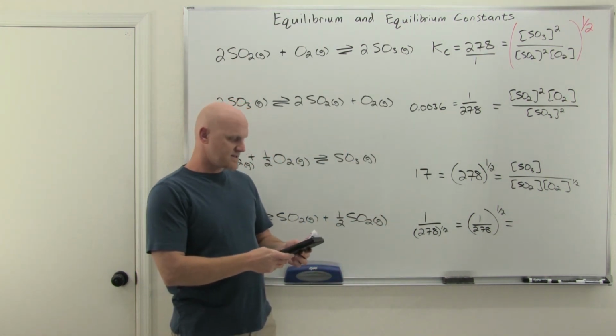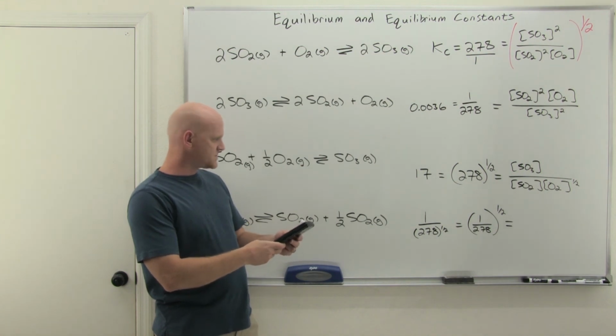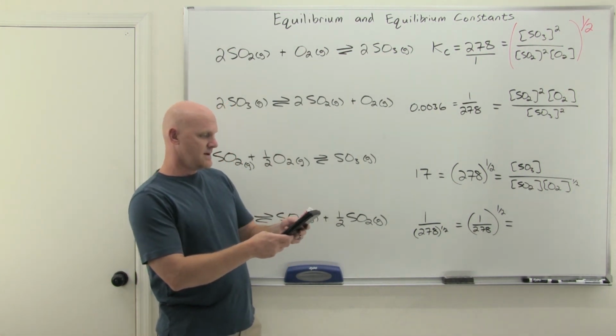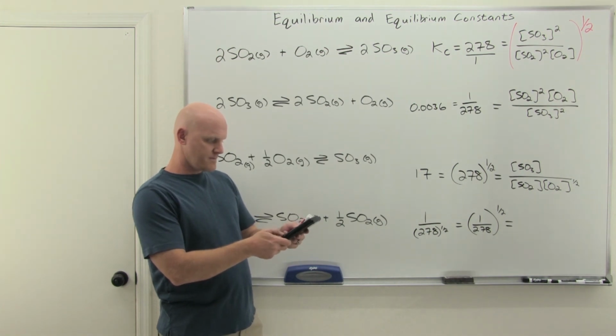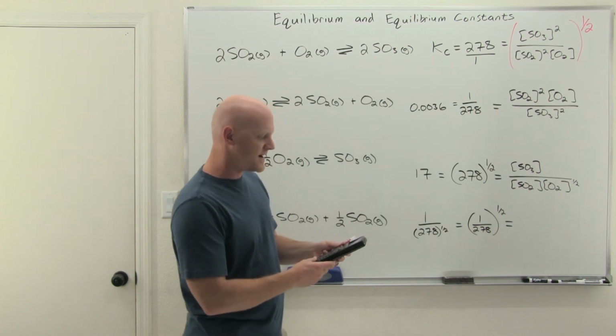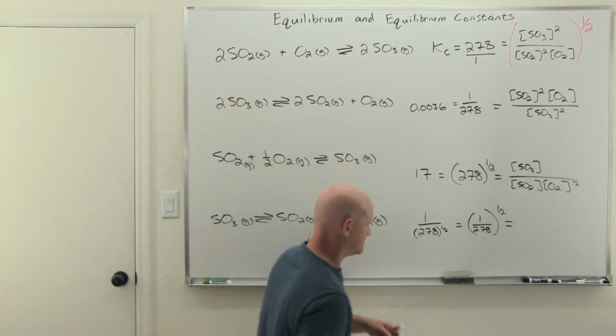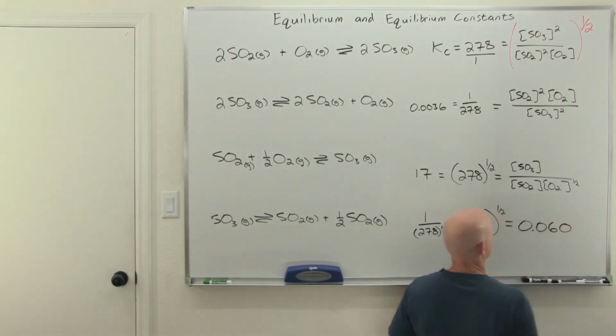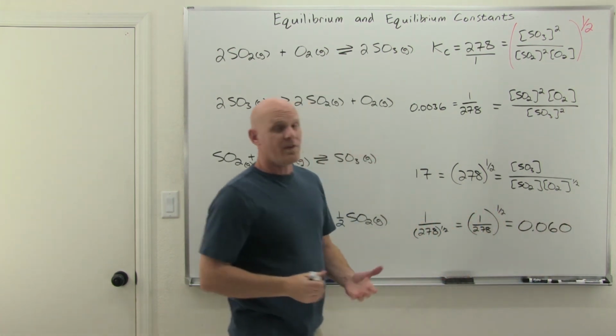So in this case, I'm going to take that square root of 278, which we rounded to 17, but I'll leave it at 16.67333 something here. And then I'll do 1 over that answer and get 0.0599, so 0.060. Cool, and that's how that works.